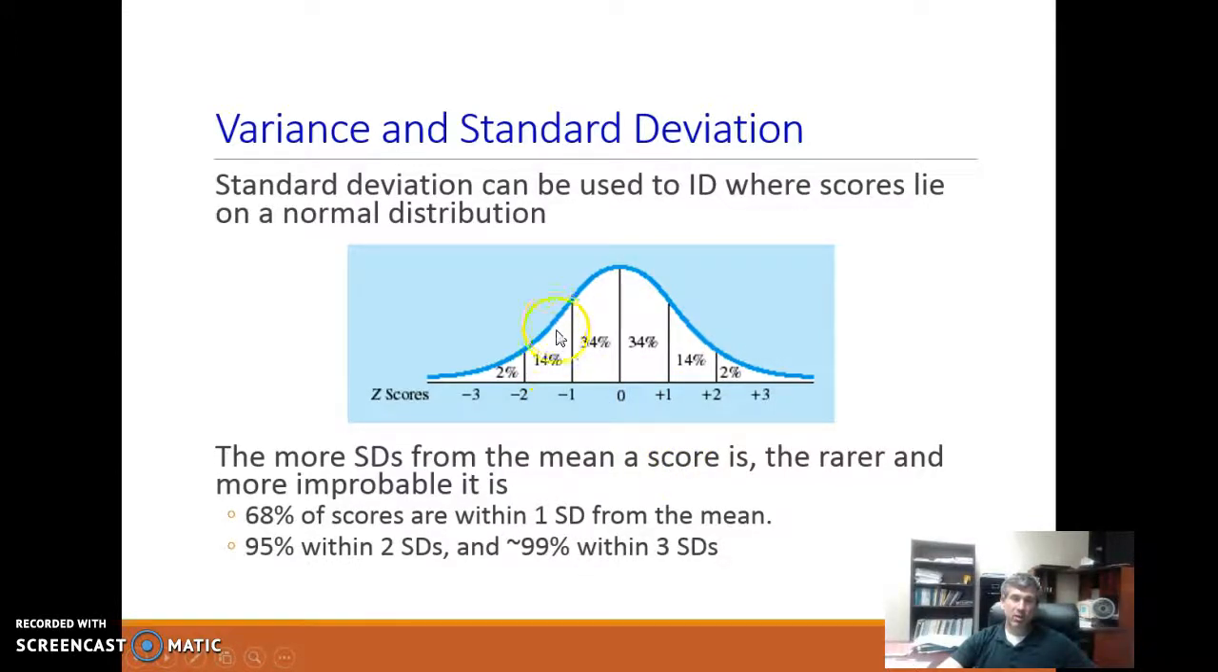Then we look here and we see another about 14% on each side is between 1 and 2 standard deviations from the mean. We add those up, about 95% of scores in a population that follows a normal curve are within 2 standard deviations of average, and over 99% are within 3 standard deviations. Very, very few people in an entire population are more than 3 standard deviations away from average in either direction. So the farther away you get, the more unlikely those scores become. The vast majority of scores are within just a few standard deviations of the mean.